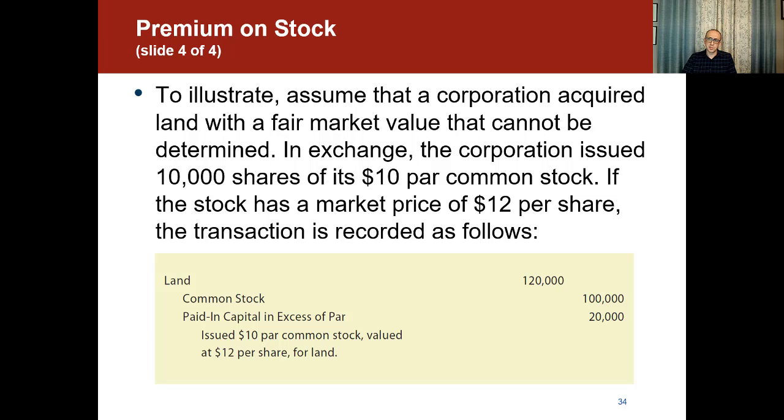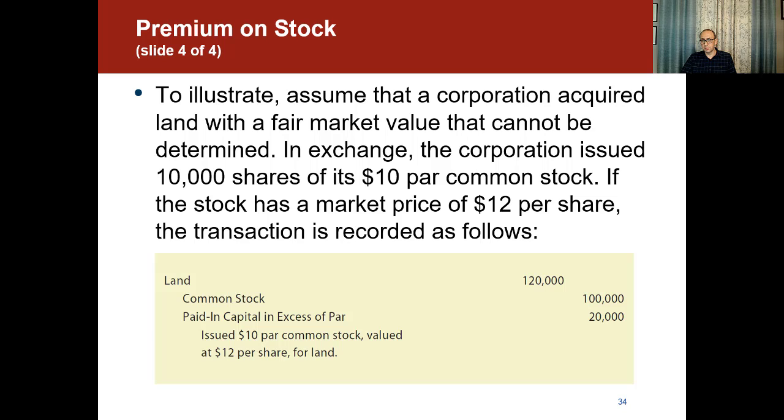So let's see another example. Assume that a corporation acquired land with a fair market value that cannot be determined. In exchange, the corporation issued 10,000 shares of its $10 par common stock. If the stock has a market price of $12 per share, the transaction would be recorded as follows. So please notice that the investor in this case gave us land, and we gave them 10,000 shares instead.